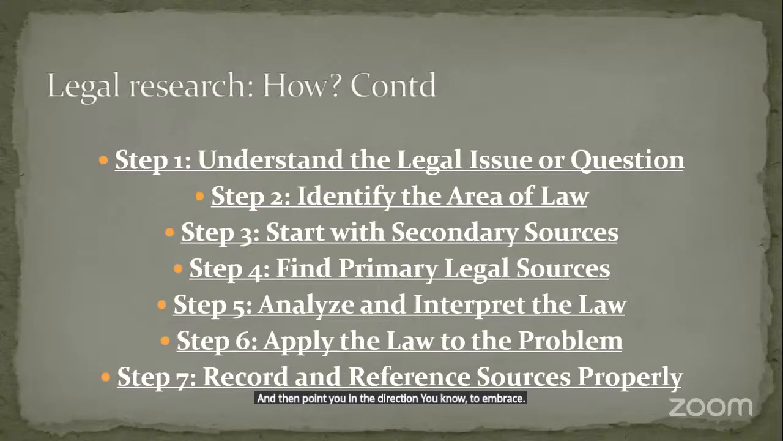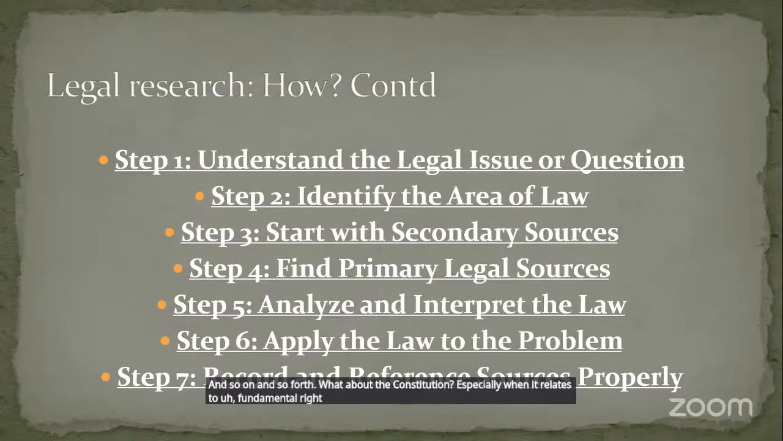Number 4 is to find primary legal sources. Because once you have understood the legal principle, you need to find the actual legal text. Look at your statutes, the Criminal Code, Electoral Act, whichever one. Also, you look at your cases, your case law. When you talk about Donoghue versus Stevenson as it relates to negligence, you look at Oyewumi and Co. relating to the definition of customary law, and so on and so forth. What about the Constitution? Especially when it relates to fundamental rights and the likes.